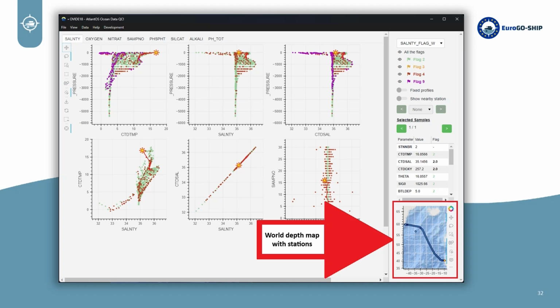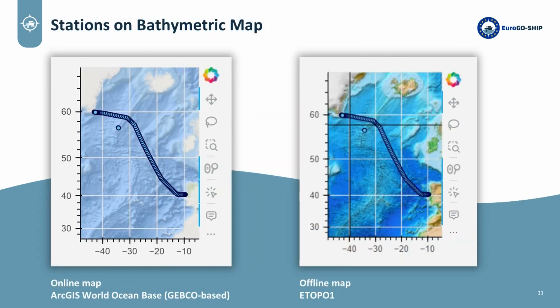Finally, at the bottom of the sidebar, we find the bathymetric map with all the stations from the file plotted on it. The left plot shows the online map, displayed when internet is available, using ArcGIS World ocean-based layer, offering full resolution zoom. The right plot shows the offline version, used when offline, for example during cruises, based on a topo one, with limited zoom to save local storage. Differences in appearance are due to the different map providers.